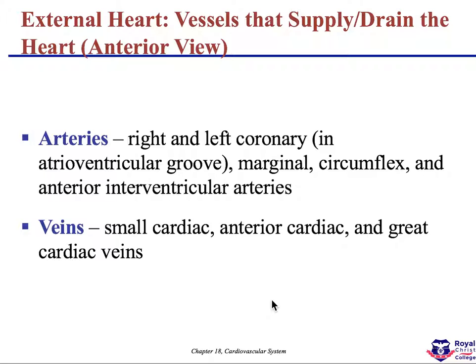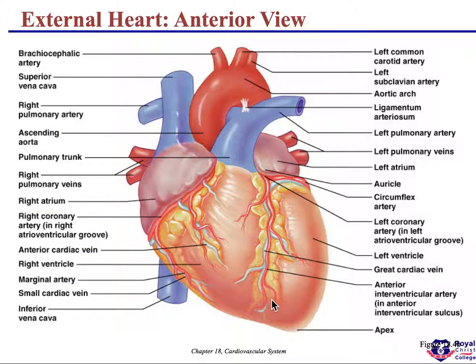And the arteries that surround the heart are also known as coronary arteries, and the veins are known as coronary veins, which I haven't got on the screen. But the names of the coronary arteries include left and right coronary arteries, or you can call them RCA or LAD. You've got the marginal arteries, circumflex, and anterior interventricular arteries. Veins include small cardiac, anterior cardiac, and great cardiac veins.